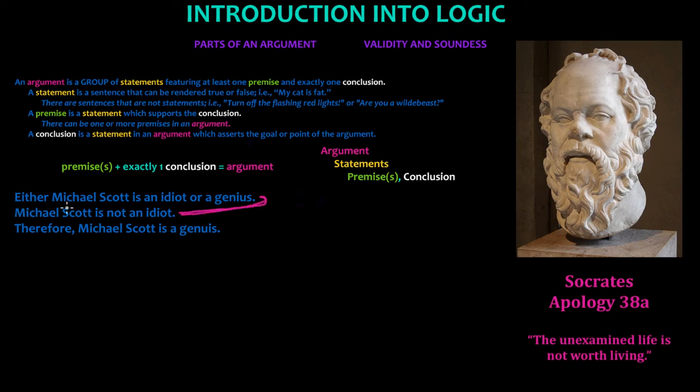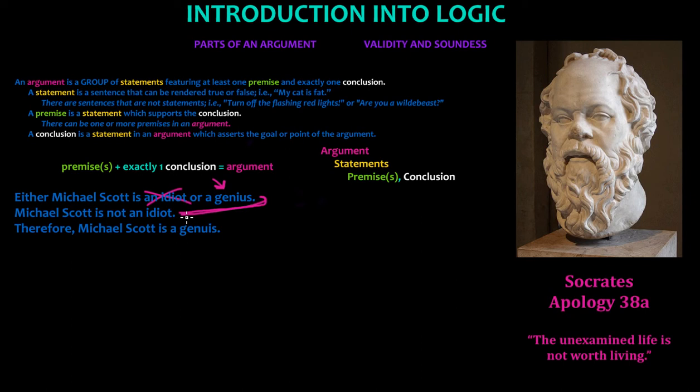We see here that either Michael Scott is an idiot or a genius, and here we have Michael Scott is not an idiot. So he is not an idiot. He is not this. So these 2 particular statements in combination seem to be implying that this second clause is going to be most likely the object of the argument. So in this case, again, considering the placement of this sentence and its relationship with the first statement, it seems likely that this is not the conclusion, but instead both of these are premises.